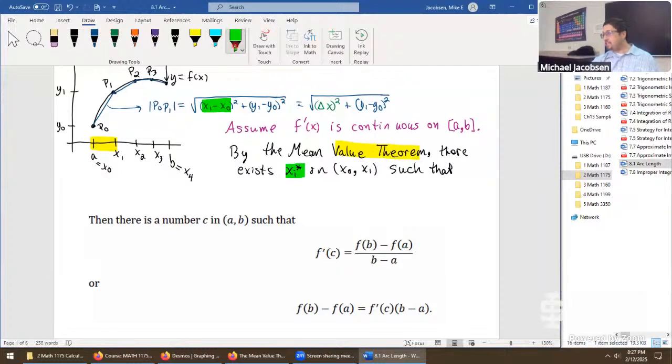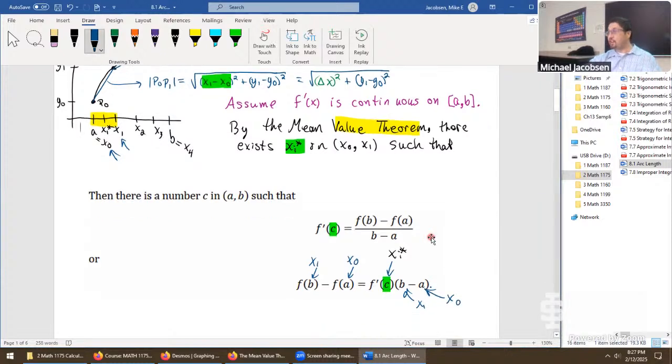Now this xi star right here is going to go right inside that f function, or this equation is a little bit more beneficial for us. Let's put it right inside here. The b is going to be x1. The a is going to be x naught. That c we have right there, that's going to be the xi star. And same values that go here, that would just be at x1, x naught. So that's what the mean value theorem is saying so far.